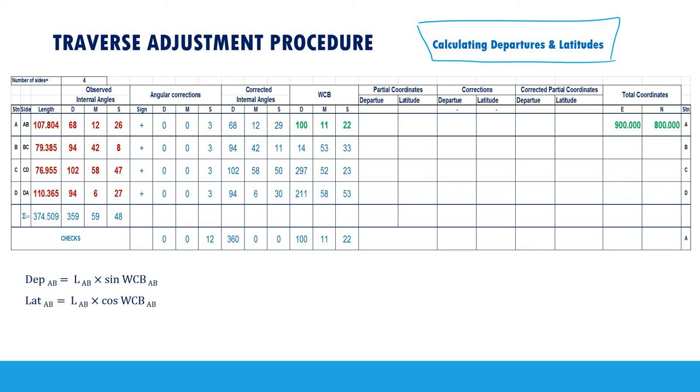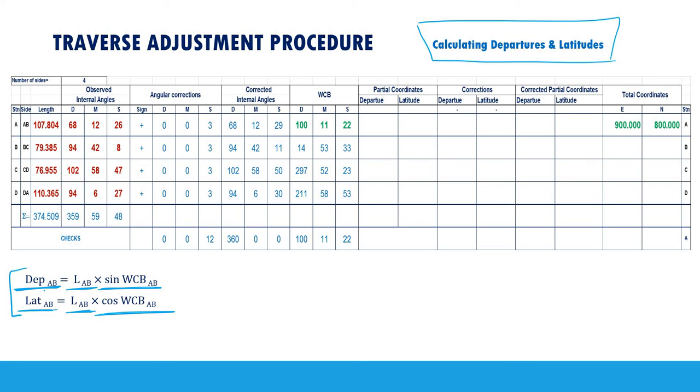Calculating the departures and latitudes is very simple using these relations. So the first relation, to calculate the departure of any side, for example AB, you will use the relation the length of AB times sine whole circle bearing of AB. To calculate the latitude of line AB, the length of AB times cosine the whole circle bearing of AB. For more information about the departures and latitude, please do watch the previous video, which is Traverse Adjustment Part 1. I explained in details what is the departure and the latitude.